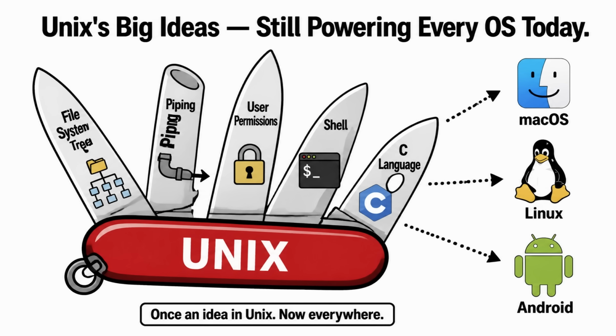So, what made Unix so special? Think of Unix like a well-designed Swiss Army knife. It had a simple, clean philosophy. Do one thing and do it well. It introduced concepts we still use today, like the file system tree, piping commands together, user permissions, and the terminal shell. These ideas became the DNA of modern operating systems. Almost every OS you use today, macOS, Linux, Android, has Unix's fingerprints somewhere on it. Unix didn't just change computing, it defined the rules that everyone else followed.